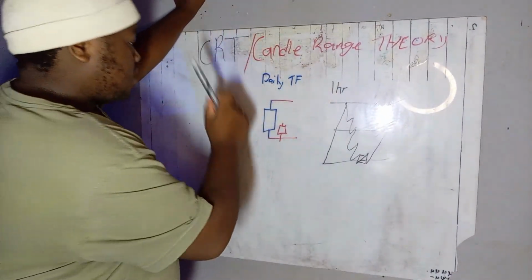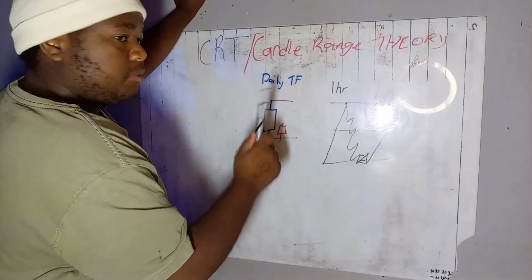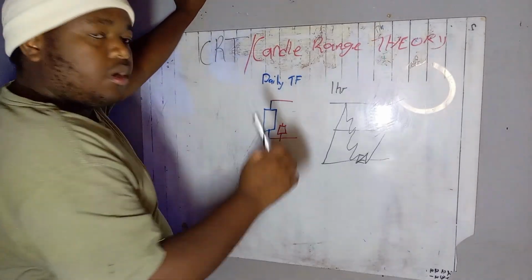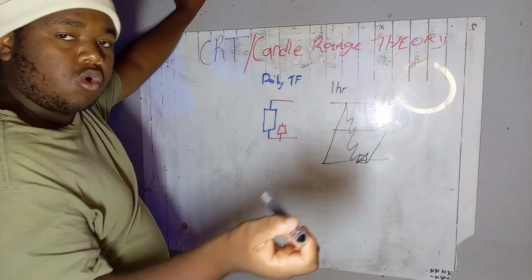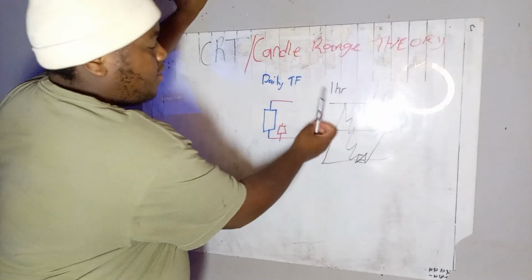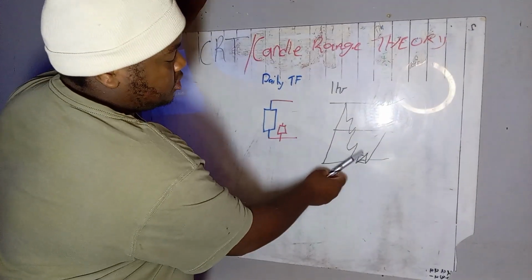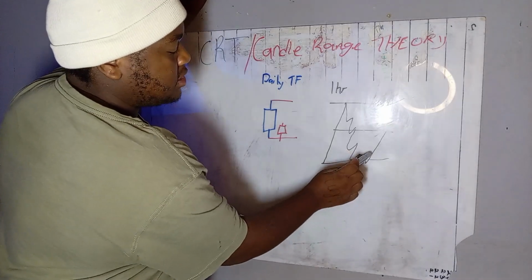So we start on the daily. You mark the previous high and the previous low of the previous daily candle, and you wait for a sweep. You dive into the 1 hour time frame, which will look something like this, and then you wait for a market structure shift.